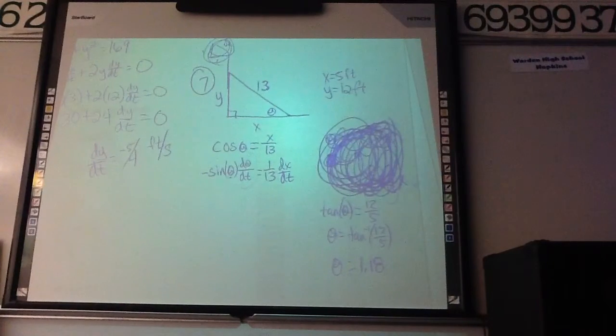Where are you confused? I don't even want to plug it into the calculator. Hit second tangent, it gave me second tangent parentheses. 12 divided by 5. Enter. It gave me 67. Because you're in degrees. Yeah, in degrees. I don't even know how to change that. You have to hit mode.